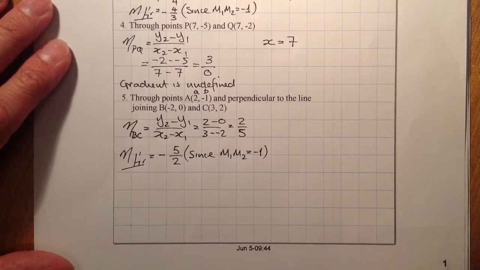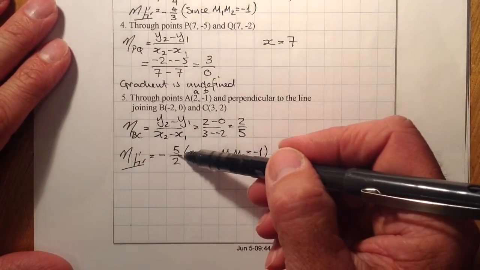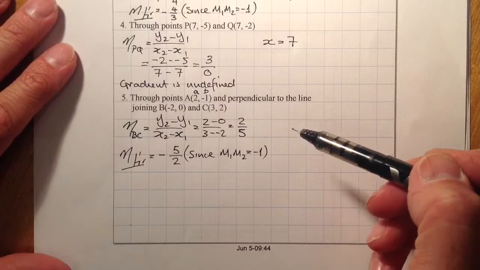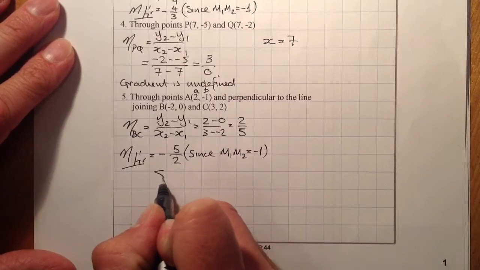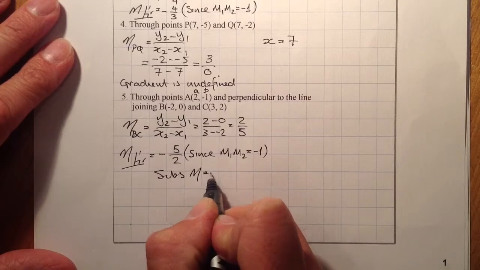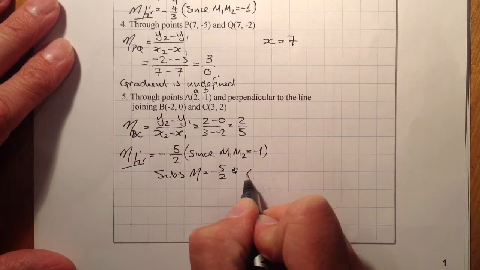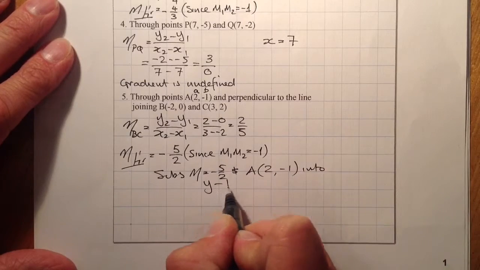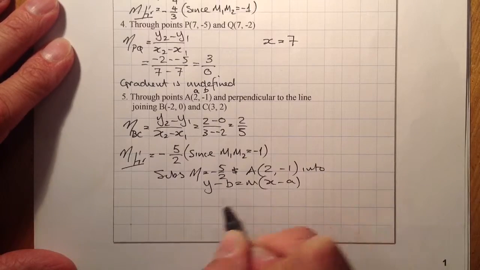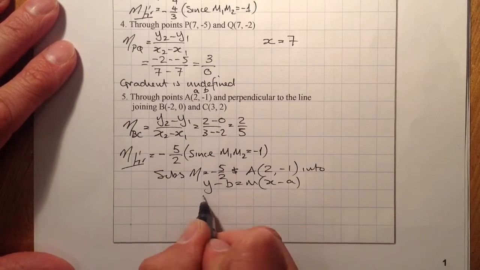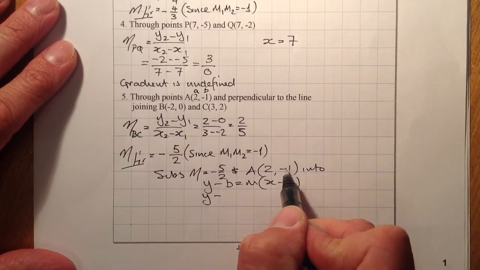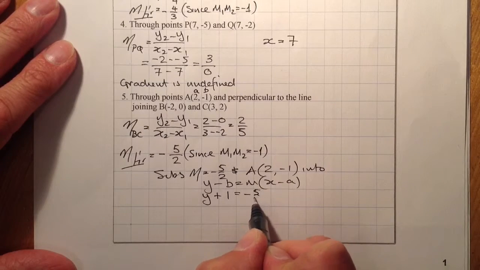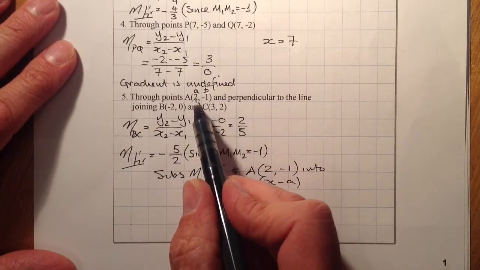Right, what I'm going to do next is I'm going to be substituting this gradient and this point, because that's the point that we're interested in, and what we should get there is our equation of the line from there. So substitute the gradient, and it's minus 5 over 2, and the point A, which is 2 minus 1, and that'll be into y minus b equals m(x minus a). Right, so y minus b, which will be this value here, so that's minus 1, so that's going to be a plus 1 that's going to be appearing there. I've got minus 5 upon 2 x minus, and the value for a was 2.